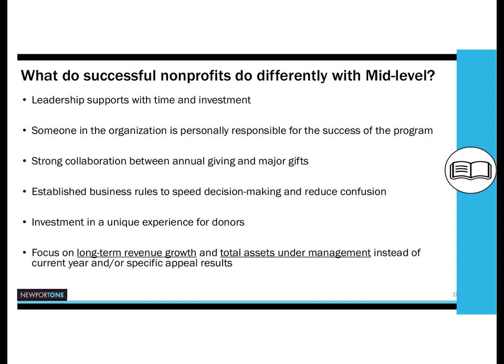If your business rules aren't set up well in advance, those things fall by the wayside, and that impacts retention and really sours the donor experience. We see that organizations that are most successful with mid-level make a concerted investment in unique experiences.